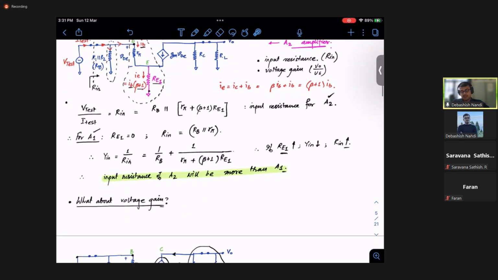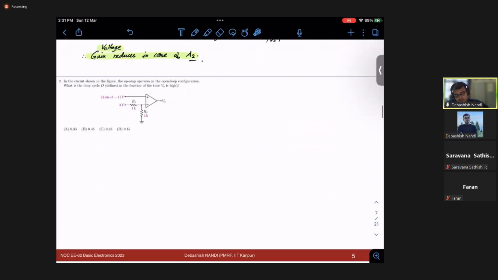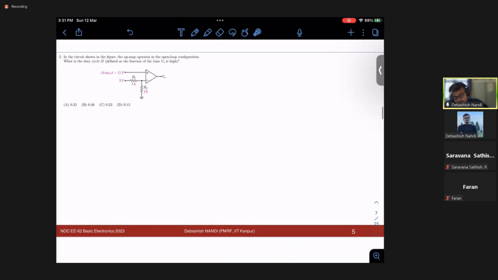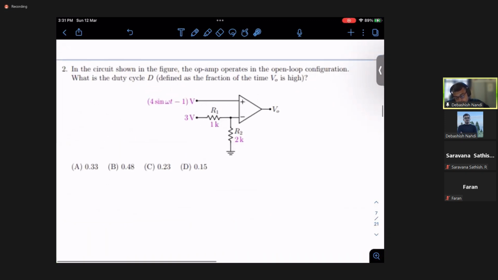Okay, I think you have understood the problem. So let's move on to the next problem. Let me zoom it up. In the circuit shown in the figure, the op-amp operates in the open loop configuration. What is the duty cycle defined as a fraction? Okay, okay.